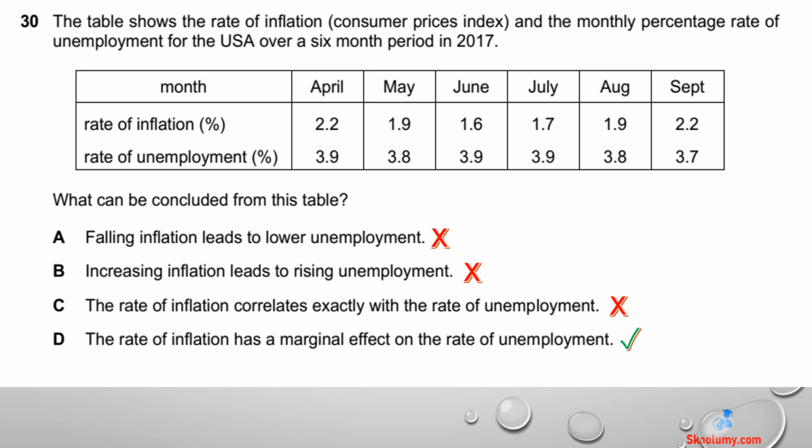B is wrong, as an increase in inflation causes the unemployment rate to remain the same or fall. Inflation rose between June and July, but the unemployment rate remained the same. The inflation rate rose between July and August, but unemployment fell. C is wrong. There is no correlation or relationship between the inflation rate and the unemployment rate from the data. No specific pattern can be identified. Sometimes as inflation rises, unemployment falls. Sometimes, as inflation rises, unemployment remains the same. The relationship is neither positive nor negative.